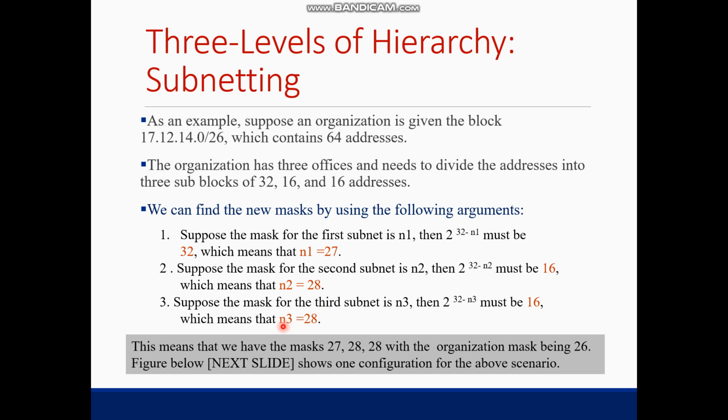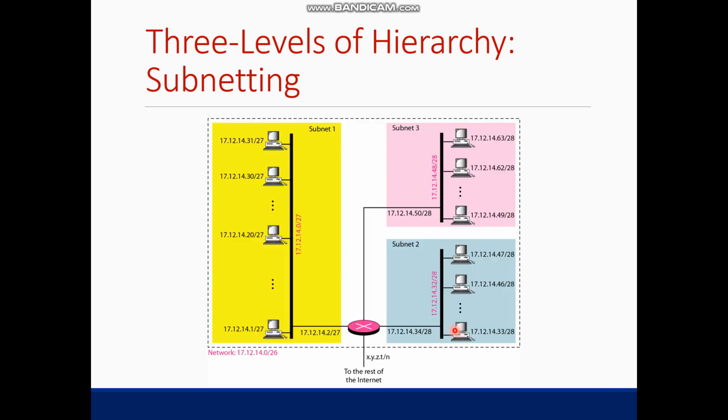And for the third subnet, we can do the same, so it's going to be 28. First, we could easily find the n of each subnetwork. This means we find 27 for the first subnet, and 28 and 28 for the second and third subnets, while the organization mask is 26, which was given there. In the next slide, we are going to see the scenario of the network configuration of this block.